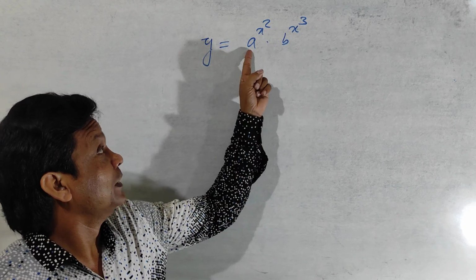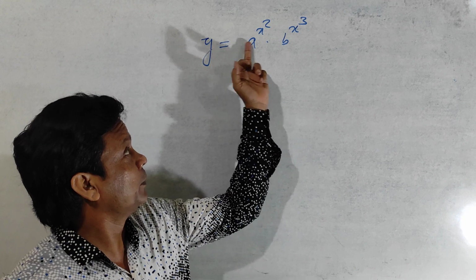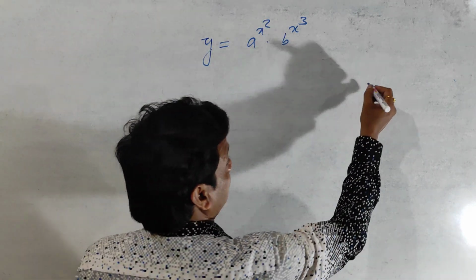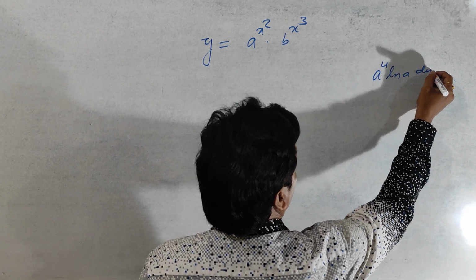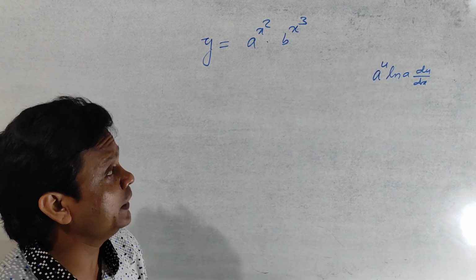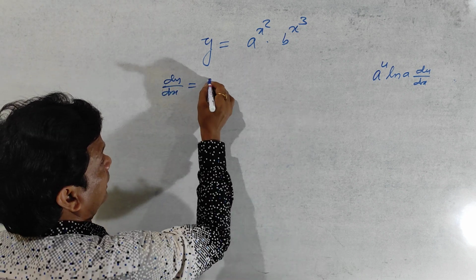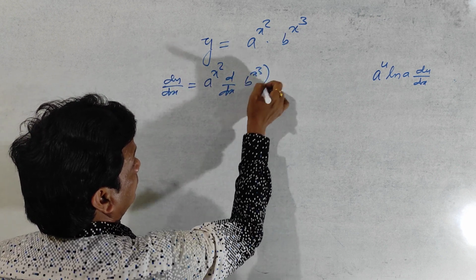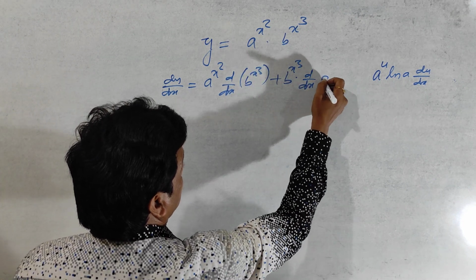See here. Here you have given y is equal to x square into b to the x cube. First of all, it is in the form of the product rule, UV. Then you should apply a to the power u, and the formula for a to the power u is a to the power u ln a into du by dx. It is the derivative of a to the power u. Now, first of all, apply the product rule: a to the power x square into the derivative of b to the power x cube, plus b to the power x cube into the derivative of a to the power x square.